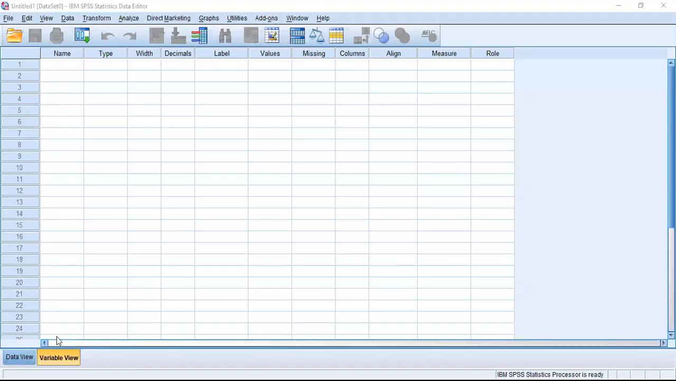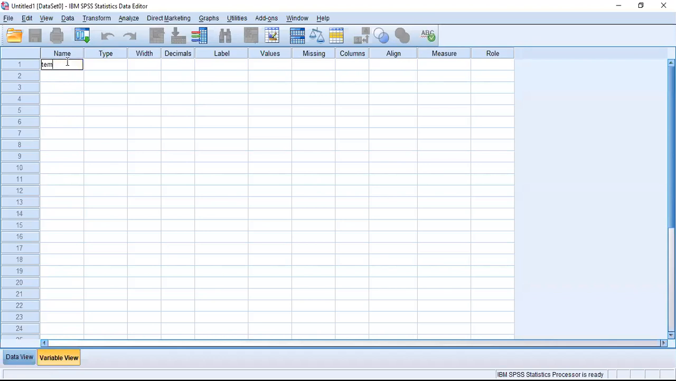So first of all, we're looking at question number 2 from tutorial number 3. We're trying to use SPSS to analyze the data and answer those particular questions from tutorial number 3. So here, first of all, I've entered the variables that we have.